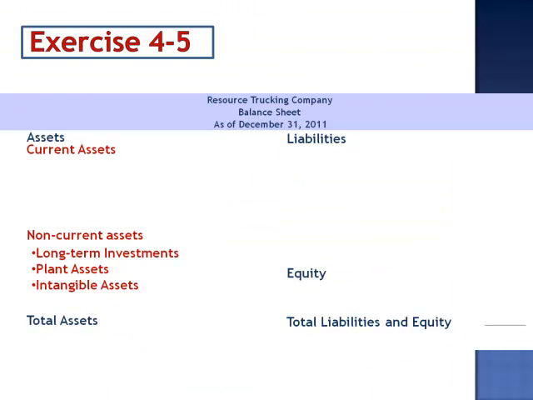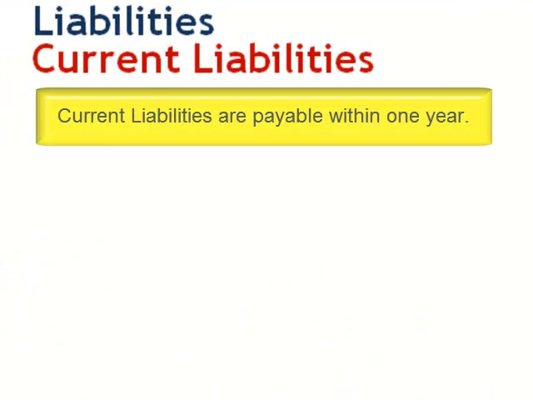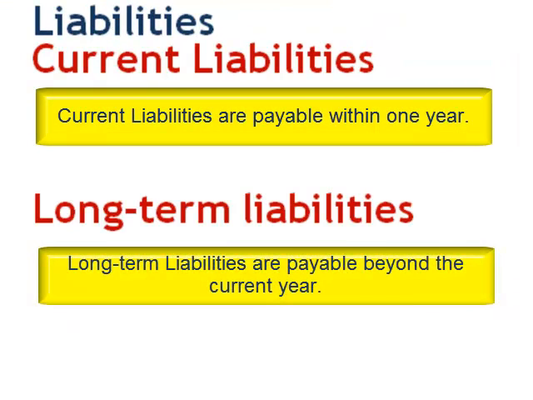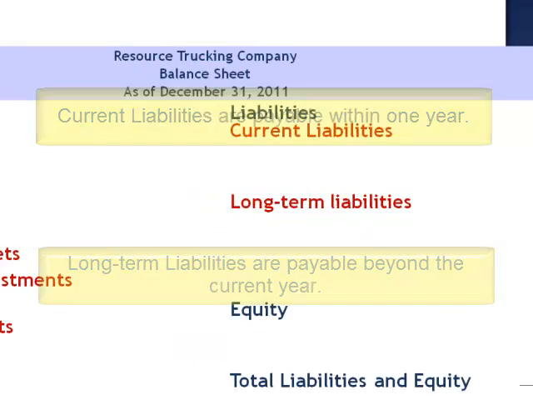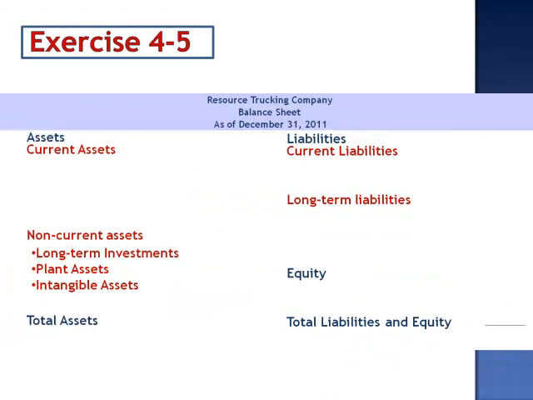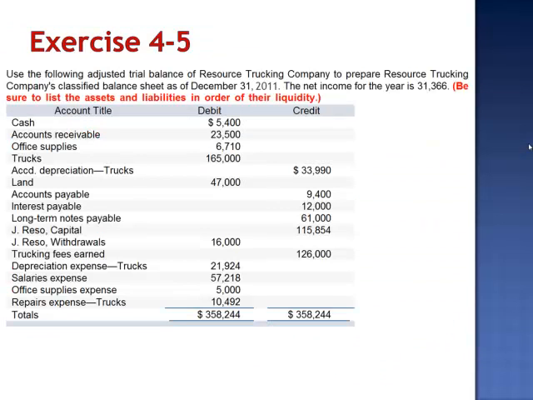Resource Trucking Company, like most companies, has an operating cycle that's less than 1 year. So for our purposes, the difference between current and non-current is a 1 year cutoff. Similarly, we'll segregate our liabilities into two categories: current liabilities, those that will be payable within the year, and long-term liabilities, those that are payable beyond the current year.